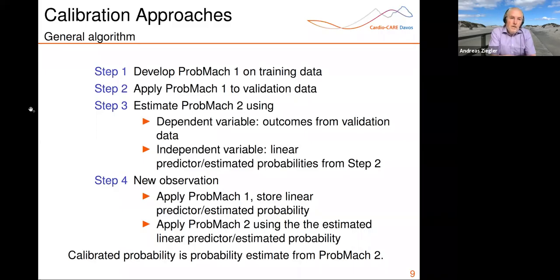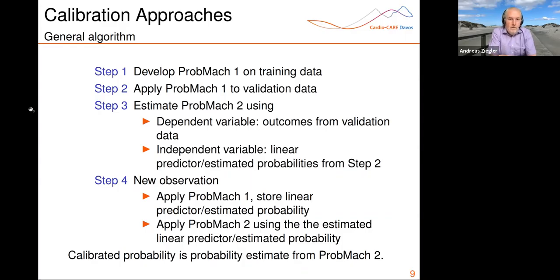So here, step 1 is that we develop a probability machine, and this is called probability machine 1, on our training data. And in step 2, we apply this probability machine 1 to our validation data. So we do the development first, and then we apply this machine to the validation data. This then leads to the kind of figure I showed you at the very beginning of my presentation, where we had this clear deviation from the 45-degree angle. And therefore, we now start with the calibration procedure.